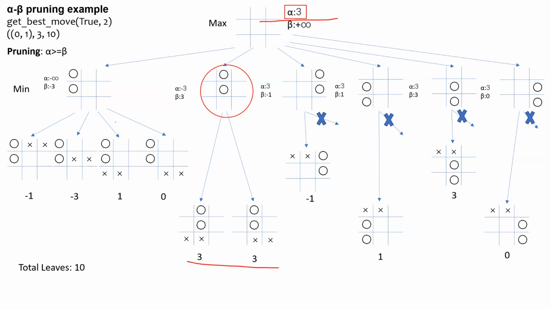And if you take a look at this node, suppose we choose to play this, and the min player is playing optimally. So he will definitely choose this value. Which means beta is -3. That is our worst choice.